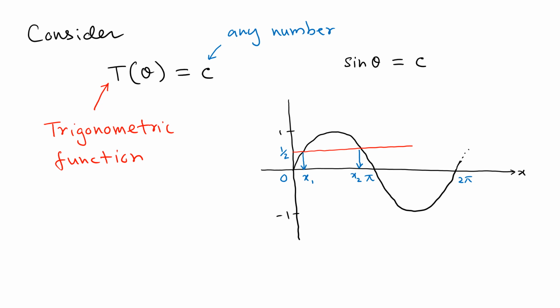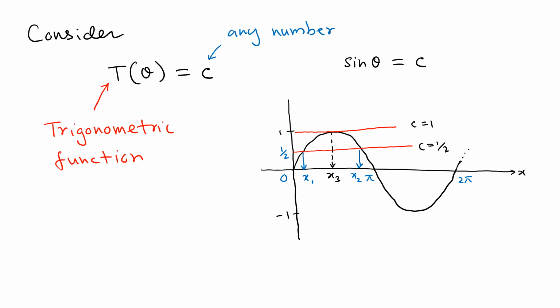Let's see another value. I'm going to pick, for example, 1. If you pick 1, you can see in this case there's only one value. You don't have two values. That's the value I'm going to call x3 in this one period. You can consider just one period from 0 to 2 pi, and there's only one value in this case. So this is the c equals 1 situation, and this is the c equals 1/2 situation. For c equals 1/2, you have two values. For c equals 1, you have one value.